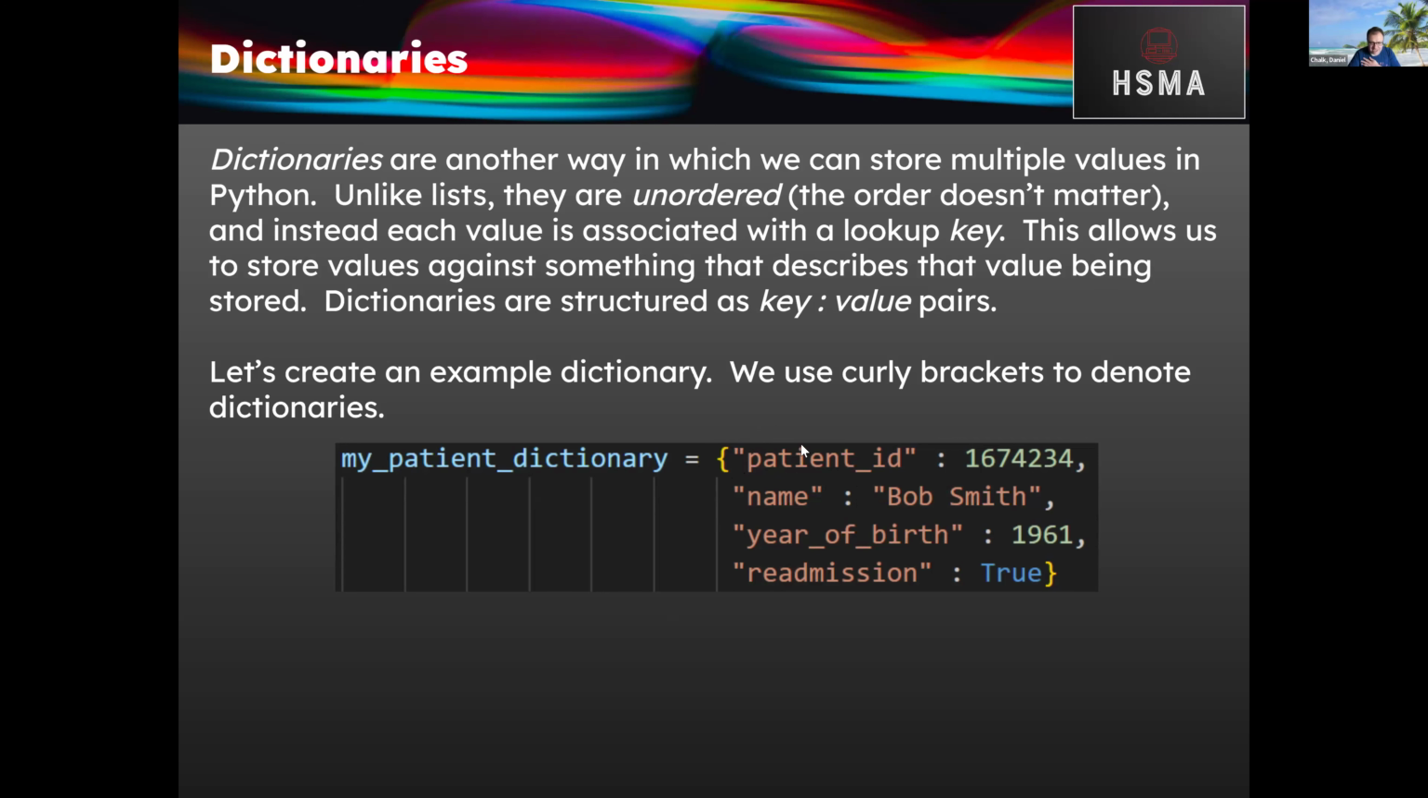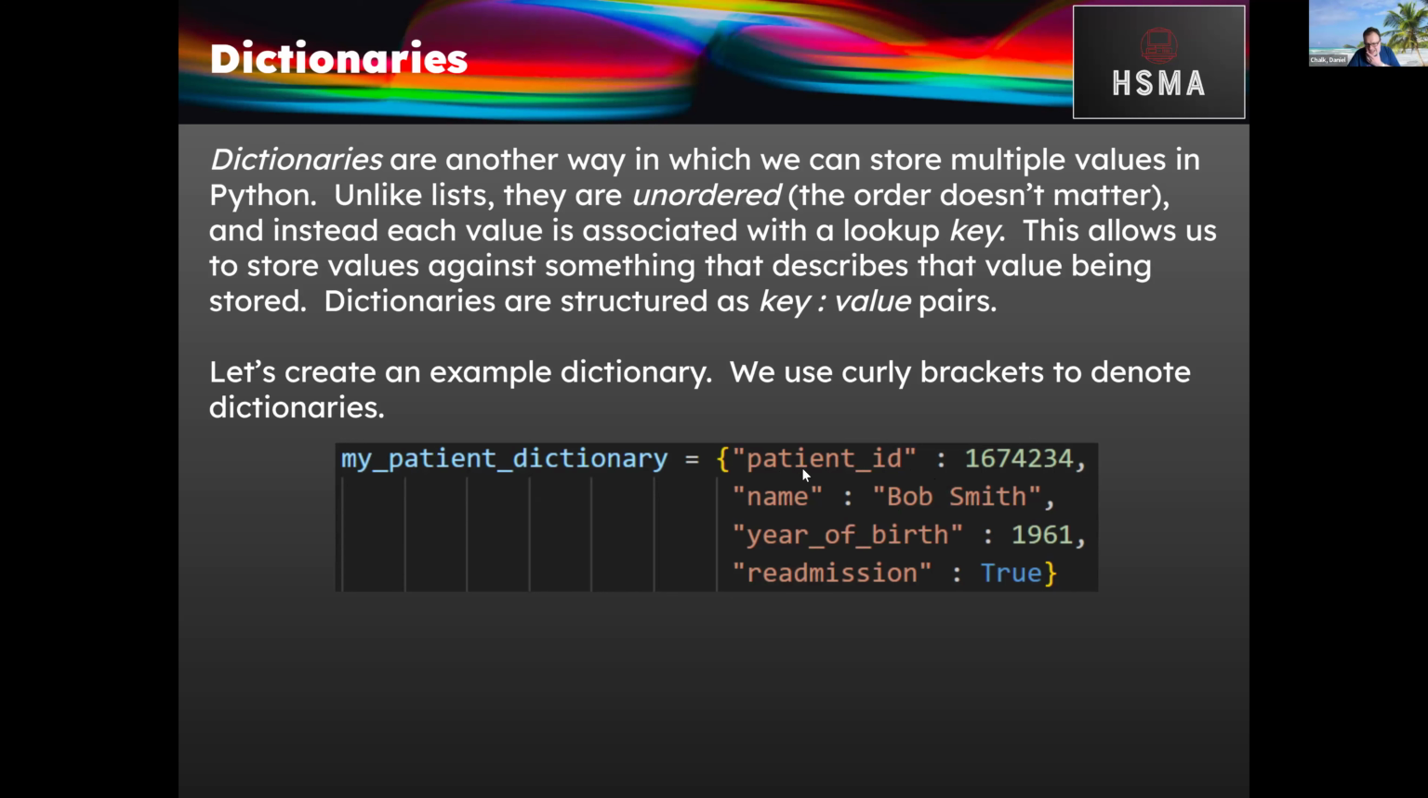But here I've created an example dictionary that's already got some entries in it. So I've called it My Patient Dictionary. And each key value pair is separated by a comma. And to avoid going over my 80-character line, I can hit enter after each entry. That's quite a nice way to represent dictionaries in your code, actually. It makes them much easier to read.